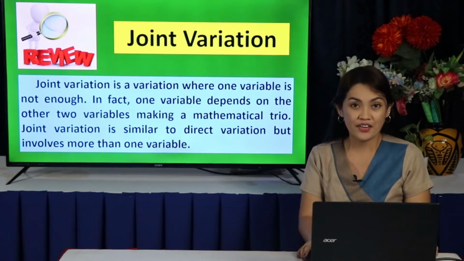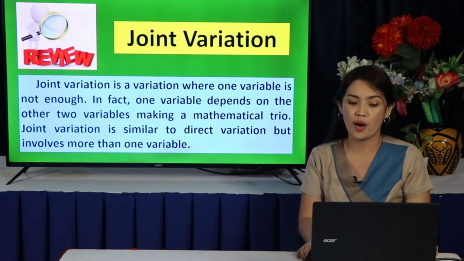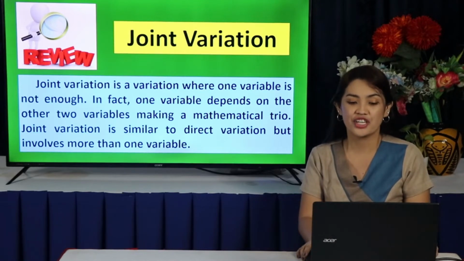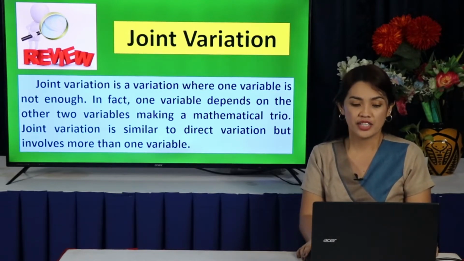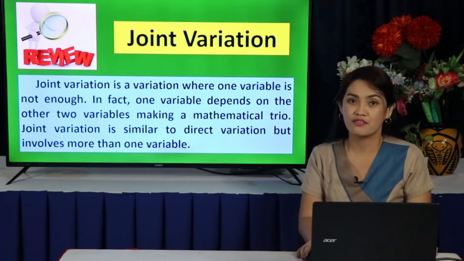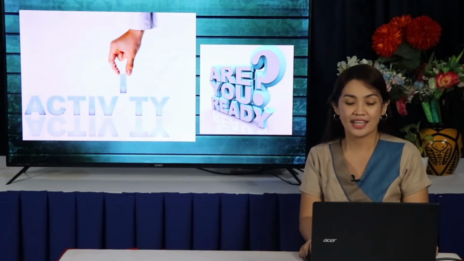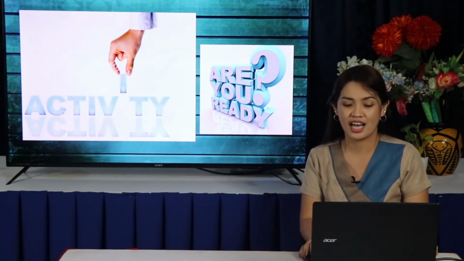Meanwhile, joint variation is a variation where one variable is not enough. In fact, one variable depends on the other two variables, making a mathematical trio. Joint variation is similar to direct variation, but involves more than one variable. Before we will move on with our main topic, let us study these three mathematical statements and translate into mathematical equations. I will give you 5 seconds to answer.